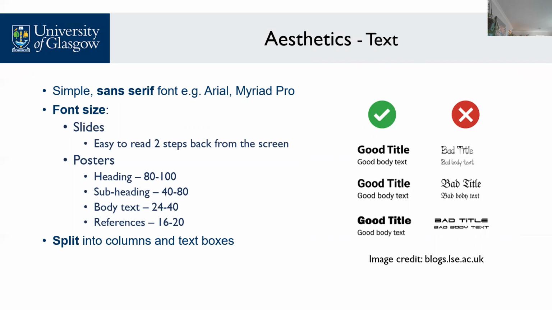Also, when you're going to be putting your text on a screen, either for a presentation or for a poster, split them into columns and text boxes. This minimizes the amount that your eyes have to move around the screen. And again, it makes it easier to read fast. But finally, and the most important one, less is more.